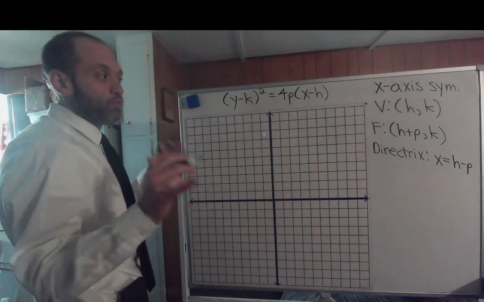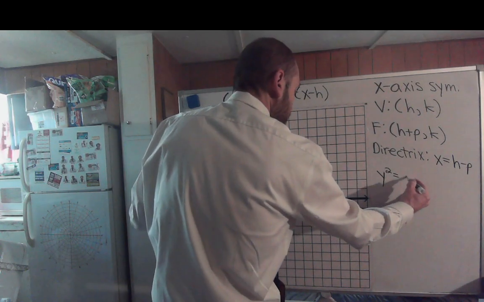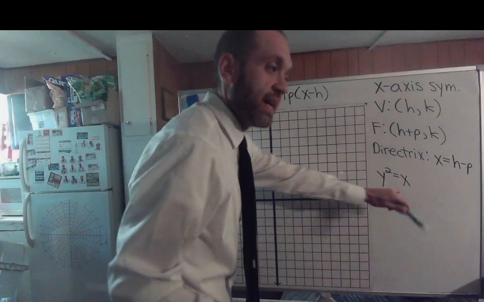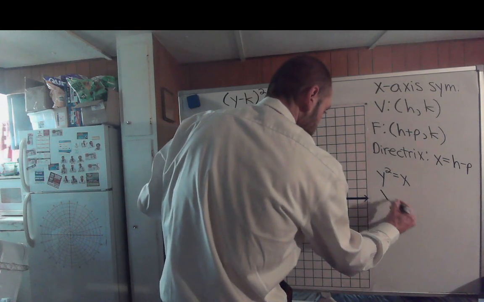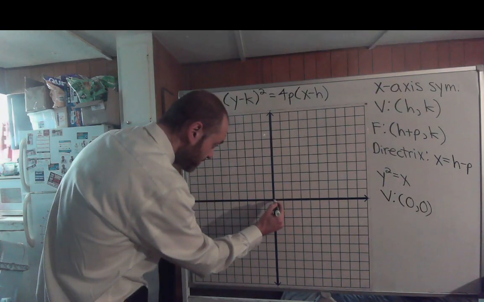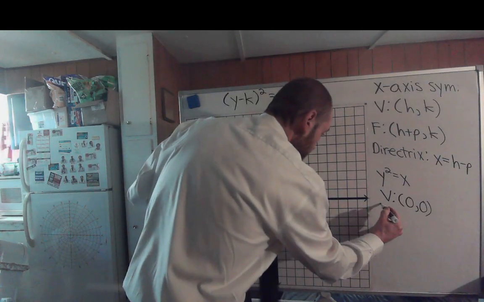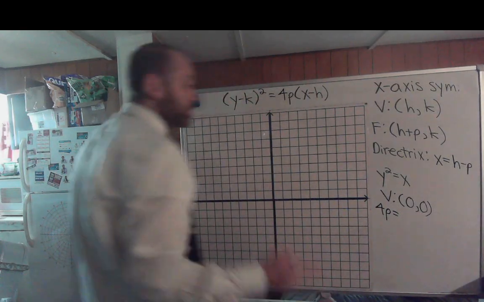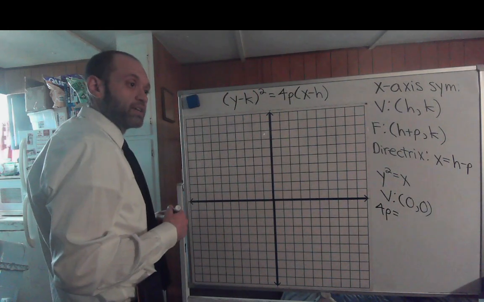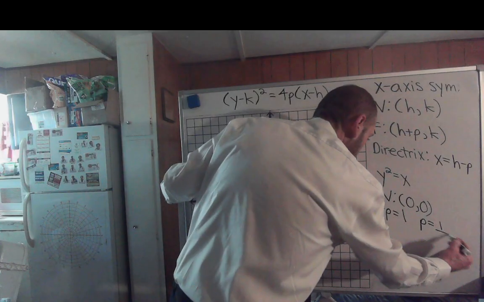So why don't we start with a real simple one here. We're going to have y squared is equal to x. So we just got the basic y squared equals x. We have x-axis symmetry. My vertex would be at 0, 0. I'll go ahead and plot that. So here's my vertex at 0, 0. Now, how about 4p? Let's solve for 4p. Again, that 4p relates to the coefficient on the linear variable. In this case, that'll relate to the coefficient on the x. So 4p equals 1. P would equal 1/4.